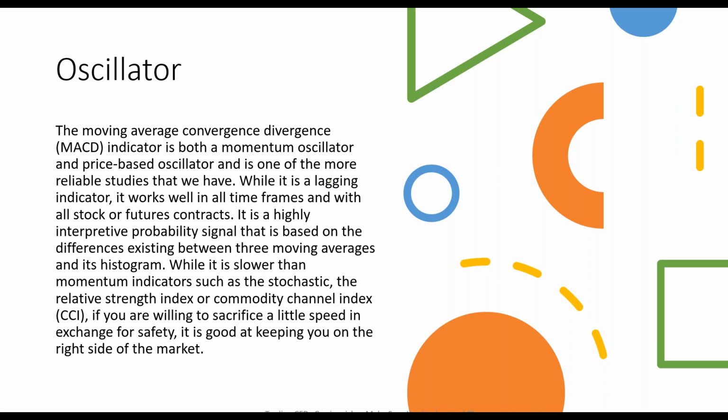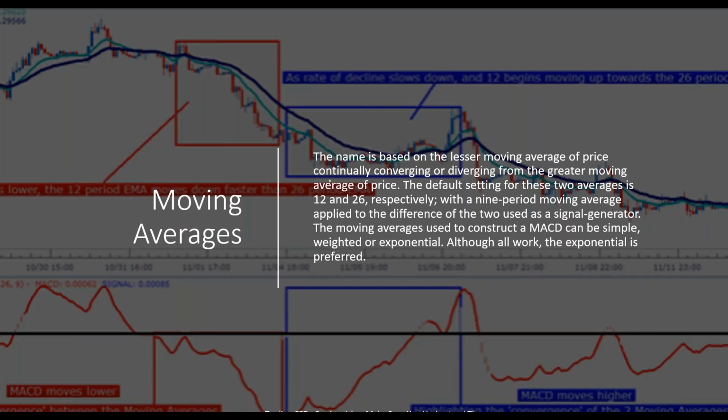So the moving average convergence and divergence indicator is both a momentum oscillator and a price-based oscillator, and is one of the most reliable studies we have. While it is a lagging indicator, it works well in all time frames and with all stocks and futures contracts. It is a highly interpretive probability signal that is based on the difference between 3 moving averages and its histogram. Why 3? The 26, the 12, and the 9 that we use to average down below.